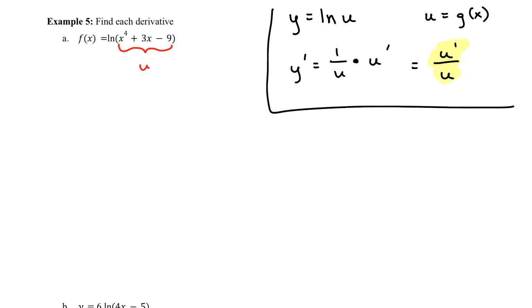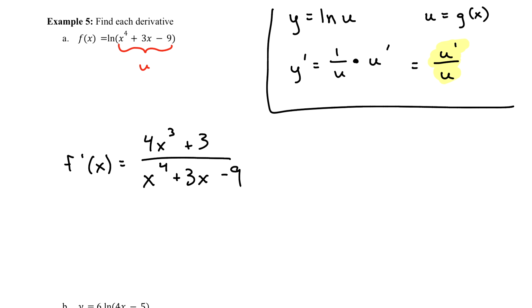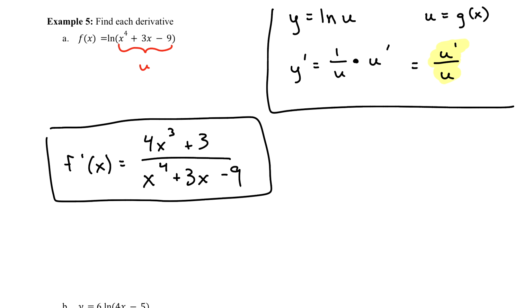So I take f prime of x, u prime, the derivative of that inside part, well, that would be 4x cubed plus 3 divided by u. So this inside part's going to stay exactly the same in the denominator. So that's going to be x to the fourth plus 3x minus 9. And in this case, there's nothing more we can do. That is our derivative. We can't simplify that in any way, and that's it. We're done. So this shortcut does make finding derivatives of natural log functions much, much quicker as well.